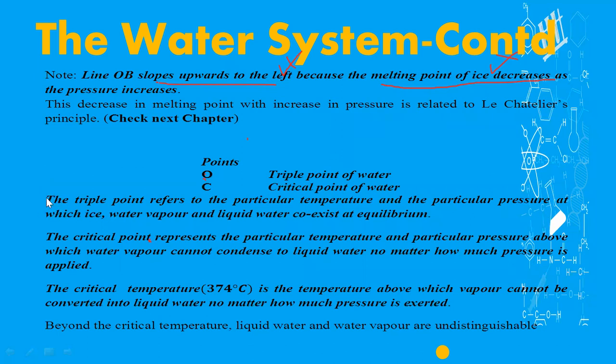Shamira, can you read for us this definition? The triple point refers to the particular temperature and the particular pressure at which ice, water vapor, and liquid water can coexist at equilibrium. Specify the two conditions, the particular temperature and the particular pressure. Okay, so the triple point of water is the particular temperature and particular pressure at which ice, water vapor, and liquid water coexist at equilibrium. Then I think that's understandable.